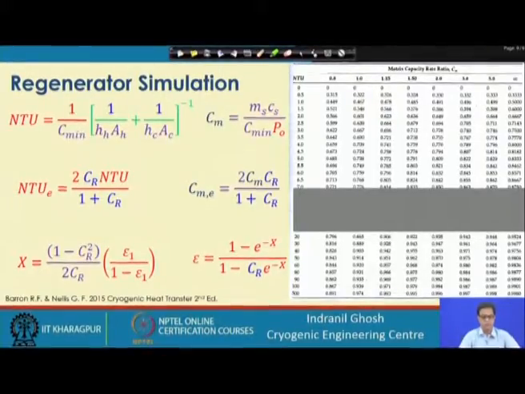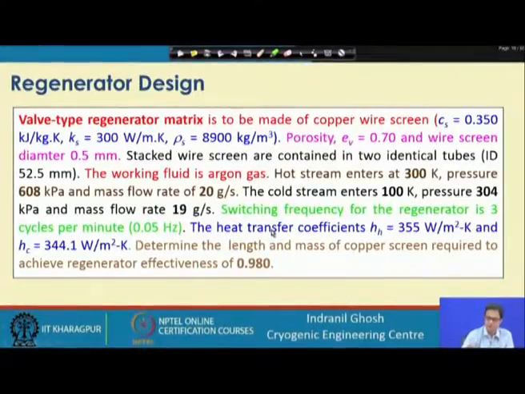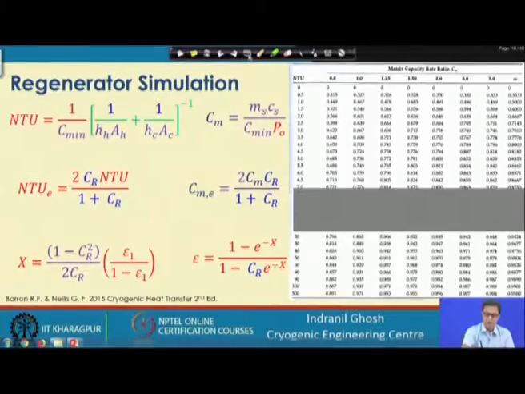So, we will go one by one in this case. First of all, sorry, we will go back to our earlier slide. Here we would go to this calculation. First of all, we know the property values that are given.